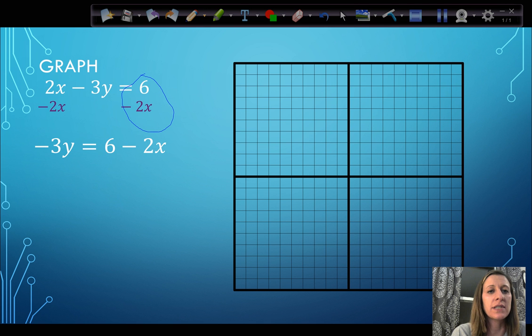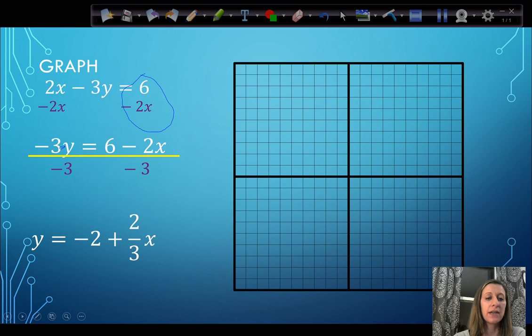Now this is negative 3 times y, and to get rid of multiplication, I am going to divide. So I'm going to divide both sides by negative 3, and now 6 divided by negative 3 gives me a negative 2, and then negative 2x divided by negative 3 gives me a positive 2/3 x.